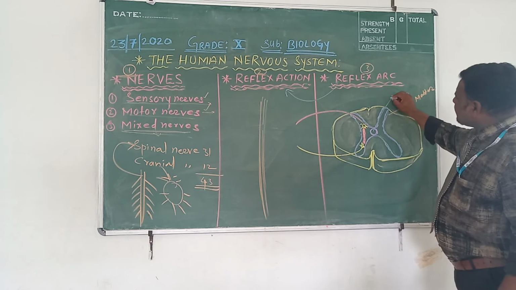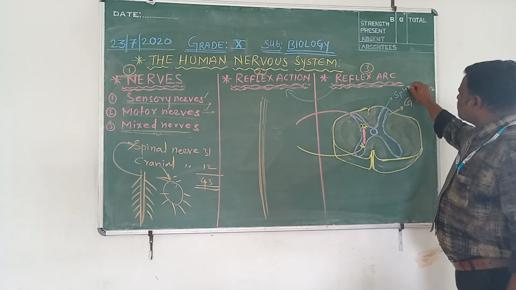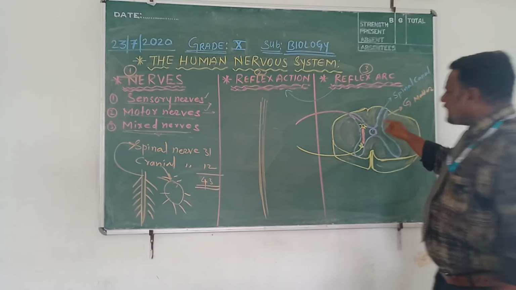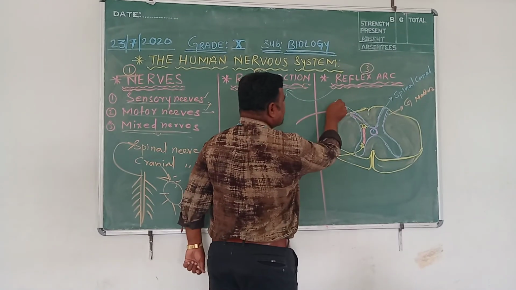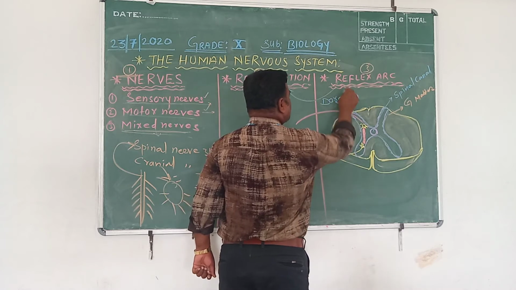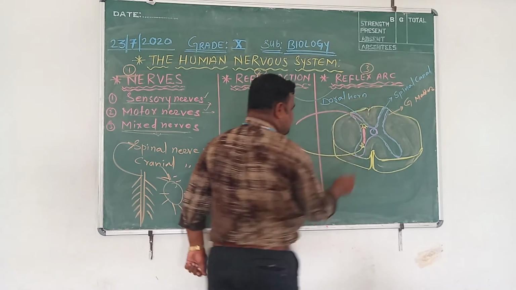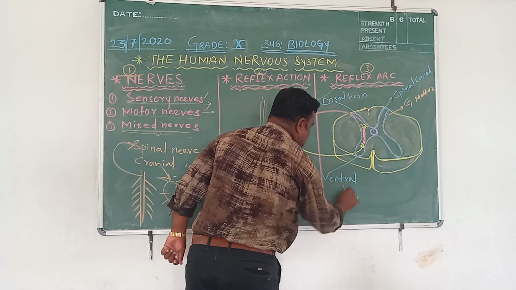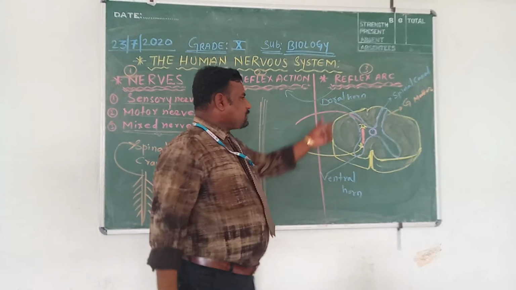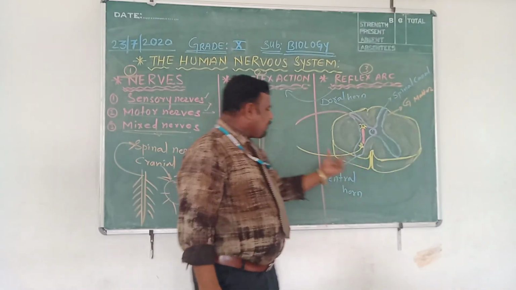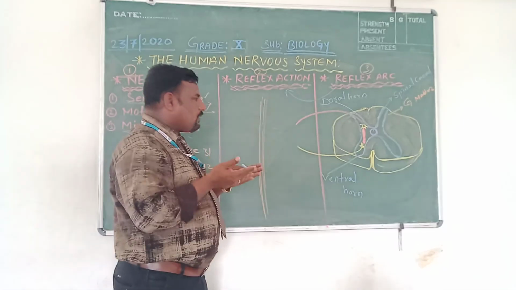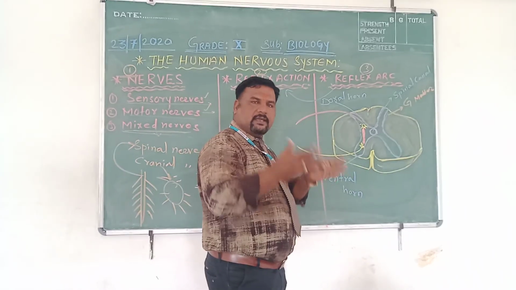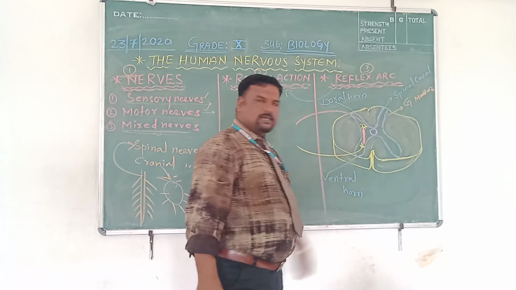This is the spinal canal, at the center, and this is the dorsal horn. Dorsal horn of the spinal cord, and this one is the ventral horn. This one is the dorsal horn and this is the ventral horn of the spinal cord. When the section of the spinal cord is taken transversely and observed under the microscope, it looks like that.